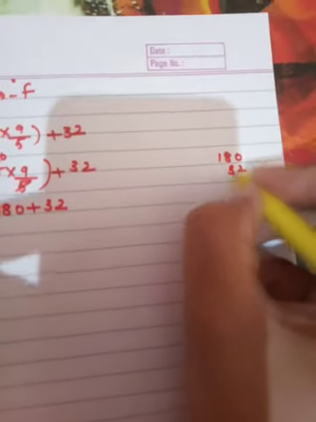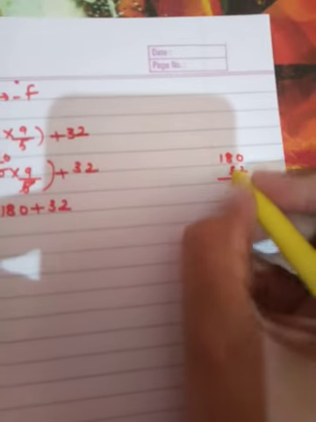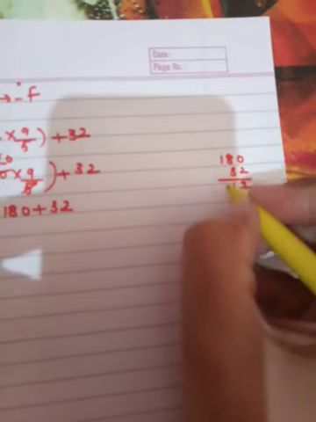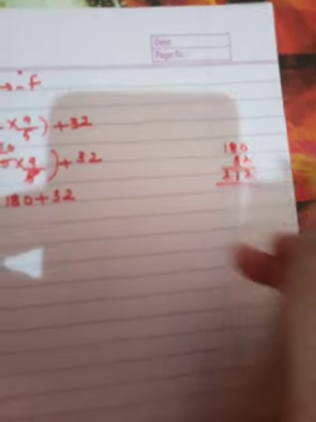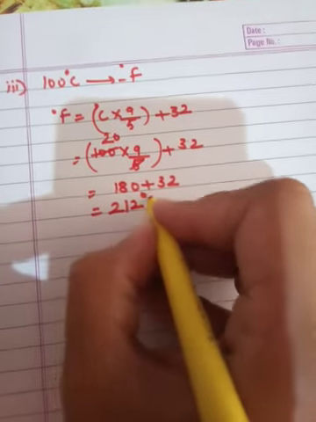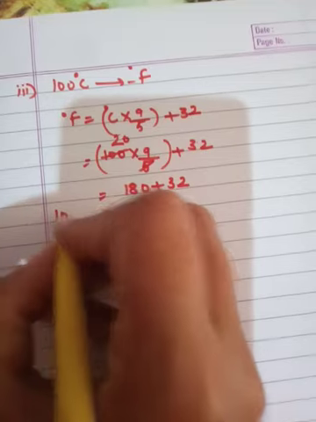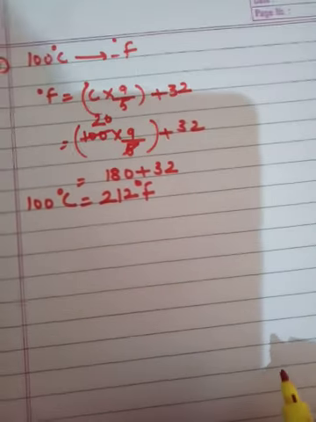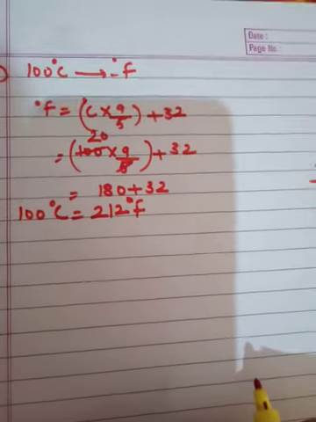180 plus 32. 2 plus 0 is 2, 8 plus 3 is 11 और ये हो गया हमारे पास 2. So we will have 212 degree Fahrenheit. So 100 degrees Celsius is equal to 212 degree Fahrenheit.